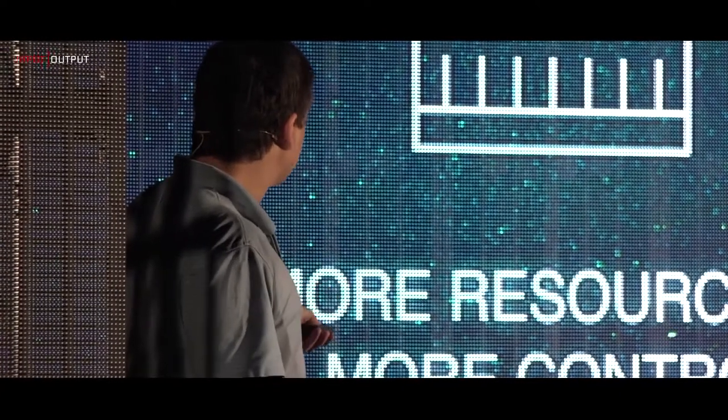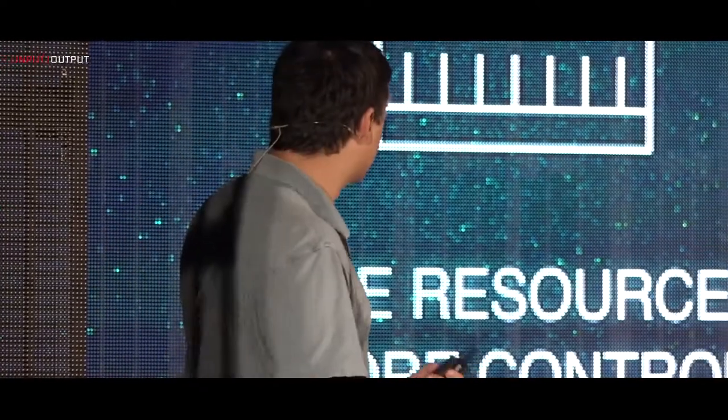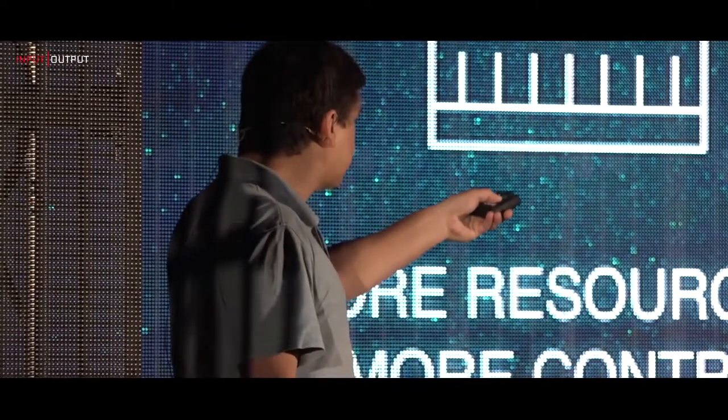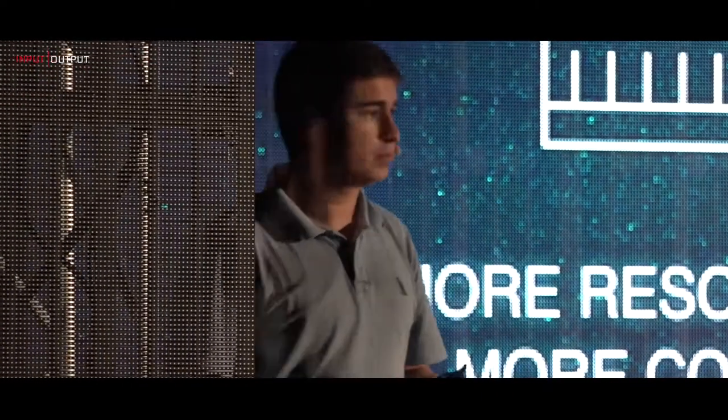While in proof of work, the more computational resources you have, the more power you have over the network. Hence, the miners have a lot of power. In proof of stake, we actually have the investors, the people who have the coins, having more power.